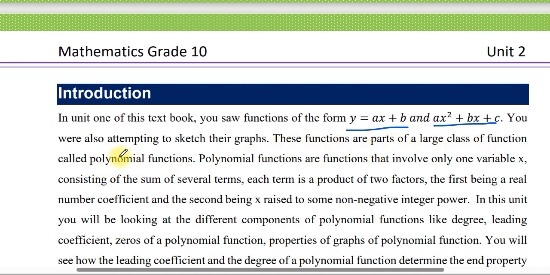These functions are a part of the large class of functions which is called polynomial function. So, how do we define the polynomial function? Polynomial functions are functions that involve only one variable x, consisting of sum of several terms. Each term is a product of two factors, the first being a real number coefficient and the second being x raised to some non-negative integer power.